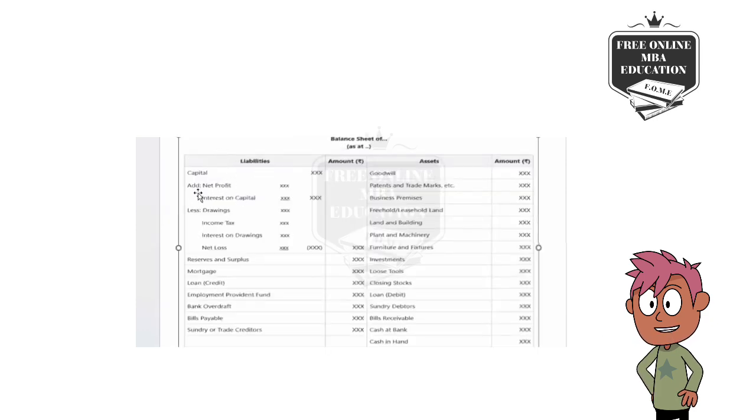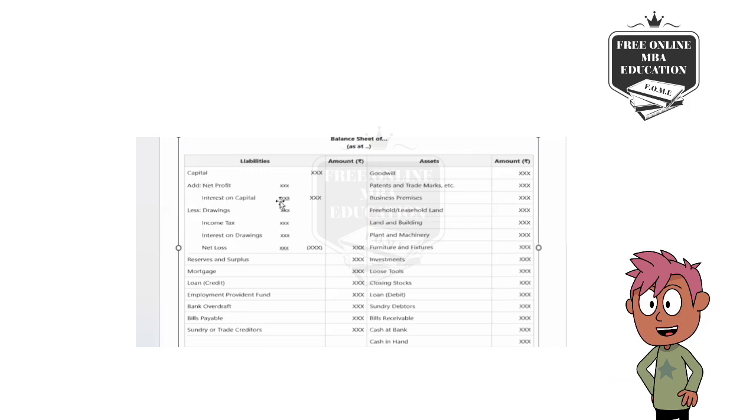Now, in case there is net profit, we are going to add this to capital. What appears at the liability? This is going to be the liability side. This is going to be the asset side, rupees over here. Now, capital will have a certain amount which is mentioned, that is equity or capital. Then we are going to add net profit there.